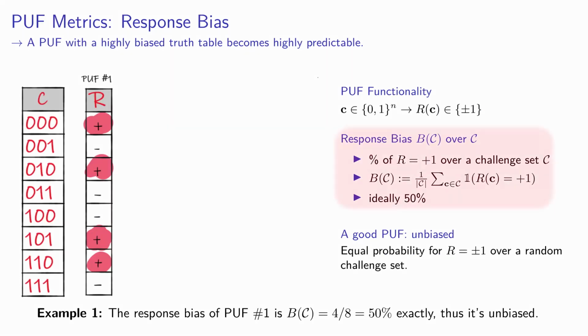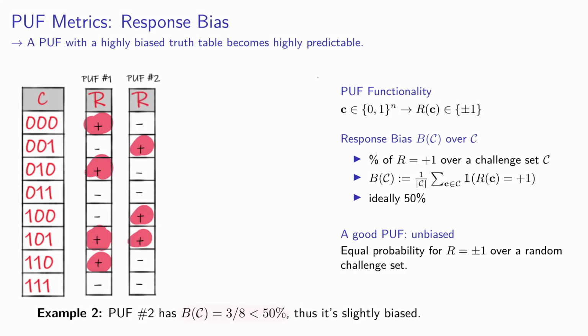The response bias of a PUF is the ratio of positive responses in its truth table. An ideal PUF has a response bias of 50%, or an equal chance for either response. We can consider some 3-bit PUFs to demonstrate this metric over the 8 possible challenge-response pairs. PUF number 1 has 1, 2, 3, 4 positive responses to the 8 challenges, and so its response bias is 4 out of 8 or 50%, and it's unbiased.